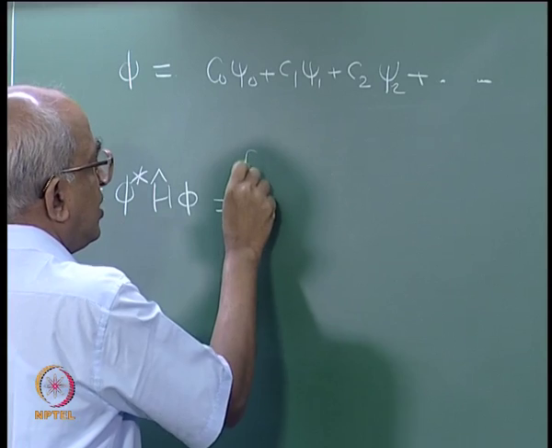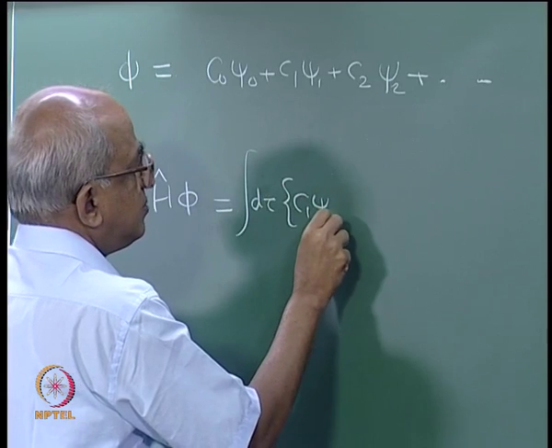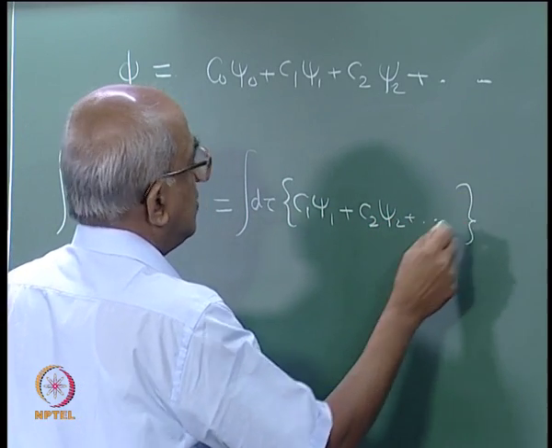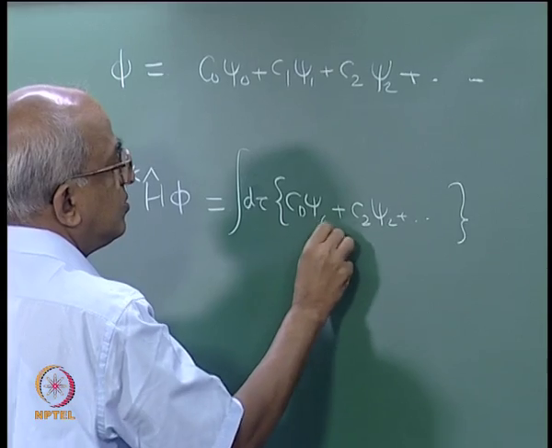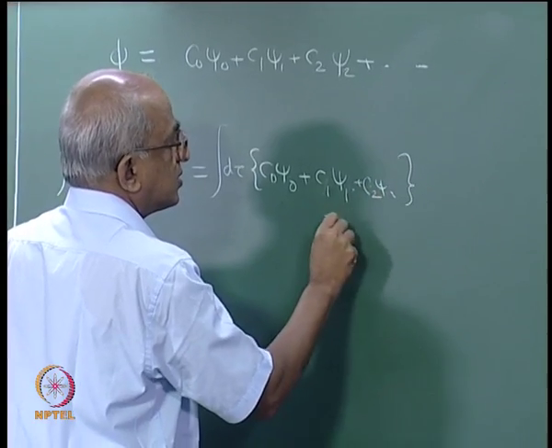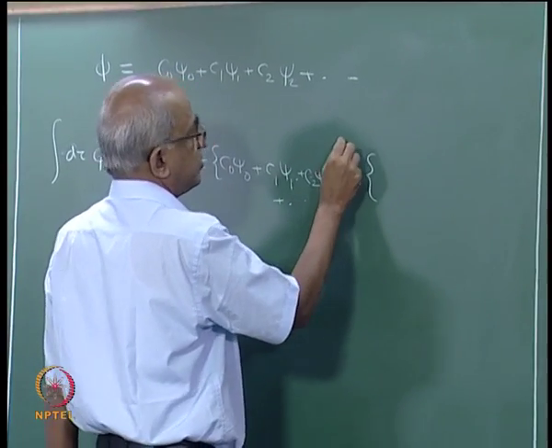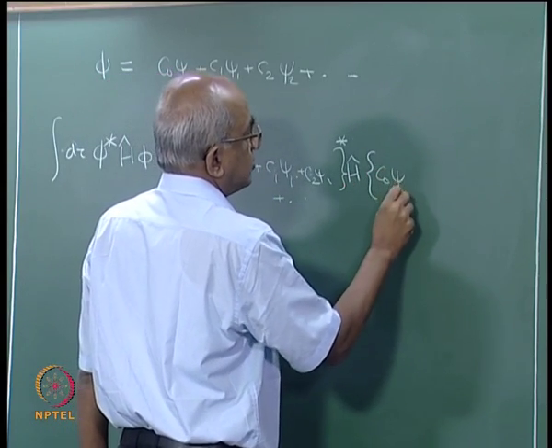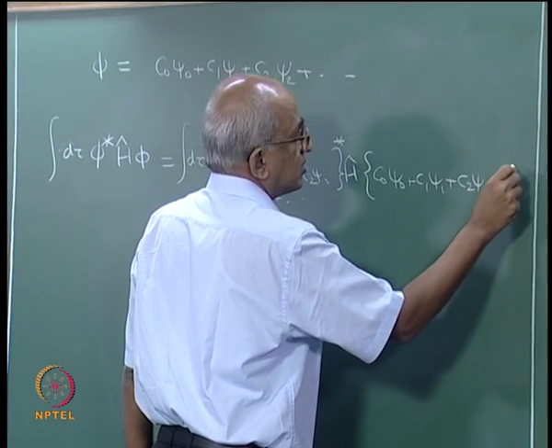the integral d tau of C1 psi 1 plus C2 psi 2 plus etc. Oh well, I forgot to put C0. Let me modify this: C0 psi 0 plus C1 psi 1 plus C2 psi 2 plus etc. Then you will have H, and then, of course, I should not forget the star, so there is a star on top of this. Then C0 psi 0 plus C1 psi 1 plus C2 psi 2 plus etc.